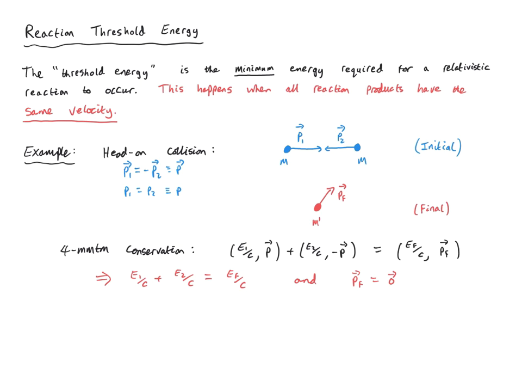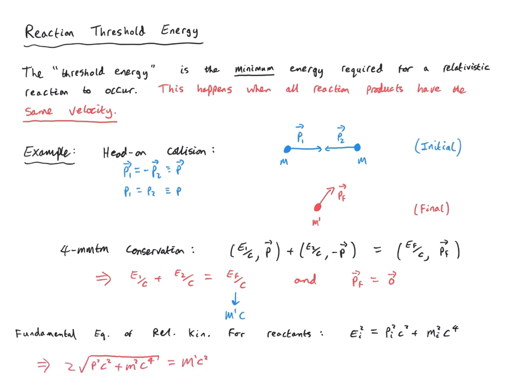Because the products are at rest, I can write Ef over c simply as the rest mass, m primed, times c. That follows from E equals mc squared in the rest frame. Now we use the fundamental equation of relativistic kinematics for the reactants, which is this equation, and where we notice that Pi we've simply called P, and Mi is simply M. Therefore, E1 over c and E2 over c are the same. They have the same total energy.